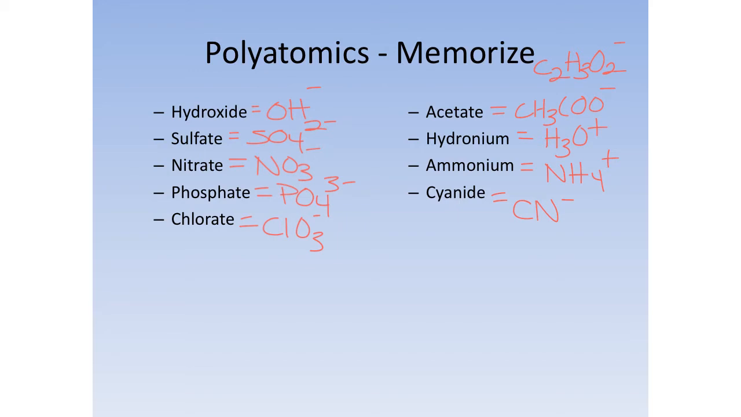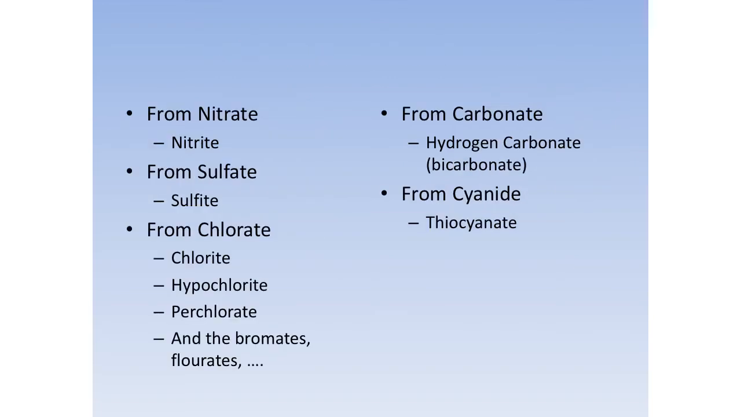And then we need to know how to be able to derive some of the other ones from there. So from nitrate, we need to be able to do nitrite. It ends in ite, so there's one less O, so NO2 minus. Sulfate is one of our common ones, so we just have to know that one, SO4 minus 2. Sulfite, ite, one less O, so SO3 minus 2.